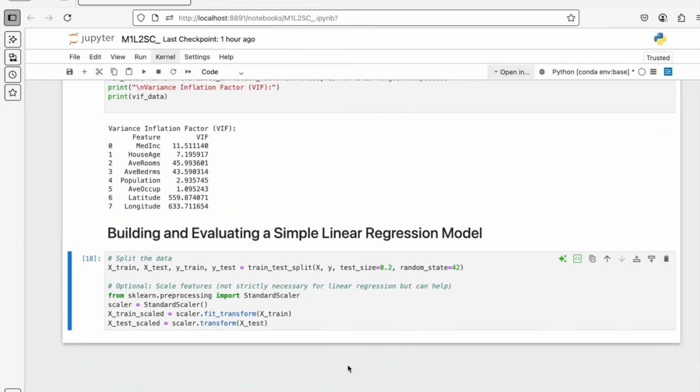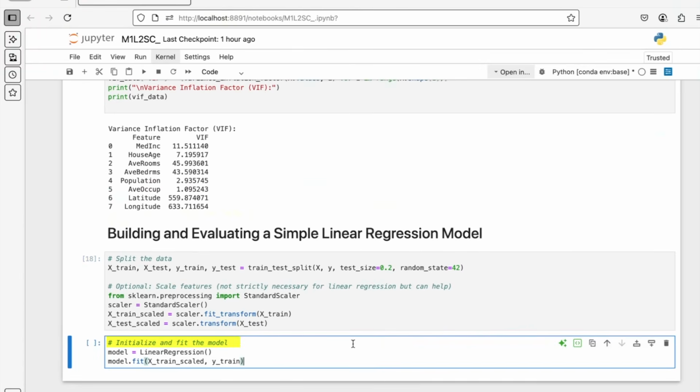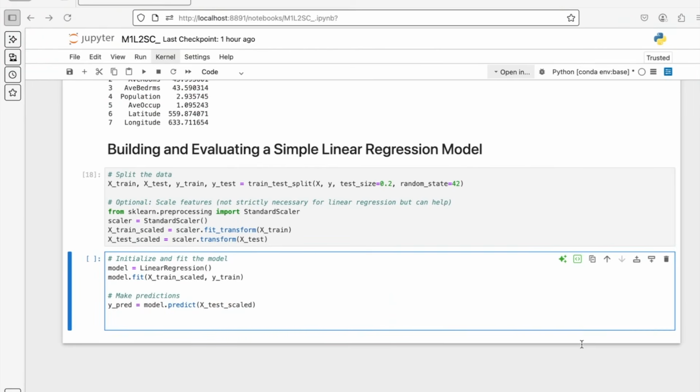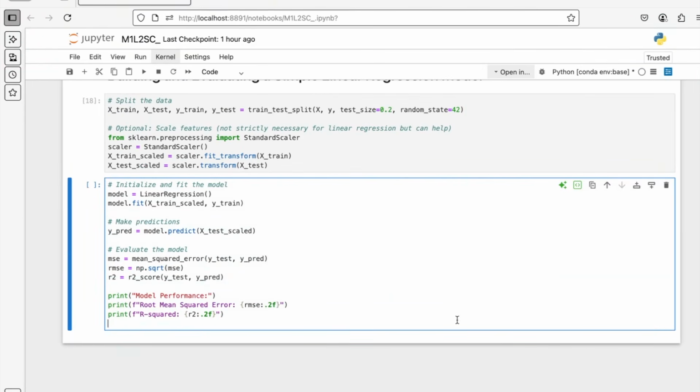Now we'll initialize our linear regression model and fit it to our training data. This process calculates the optimal coefficients that minimize the error between predicted and actual values. Let's initialize and fit the model with our code. After fitting the model, we'll make predictions on our test data and then evaluate its performance.